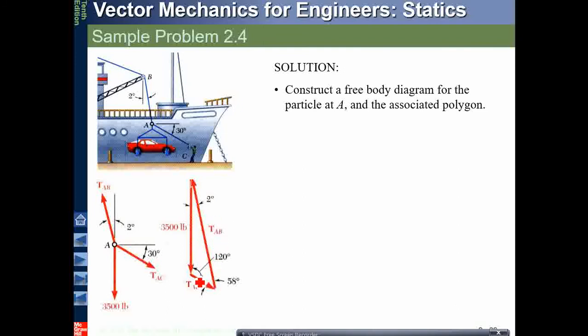This is TAC. Just remember that the direction should not change. If this is TAC, the triangle should also have this direction, TAC. Try to use a scale while drawing these diagrams. This is TAC at an angle of 120. How does this become 120? 30 plus 90 becomes 120. Okay, this is 2 degrees from the vertical. And the second vector is TAB, 2 degrees from the vertical.